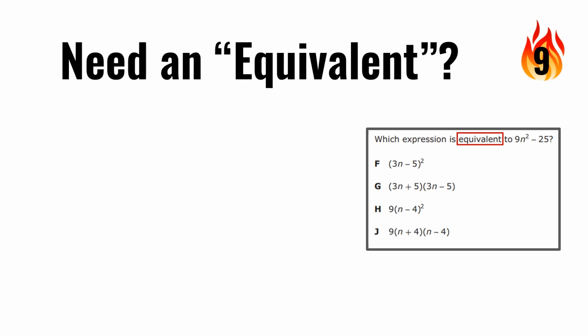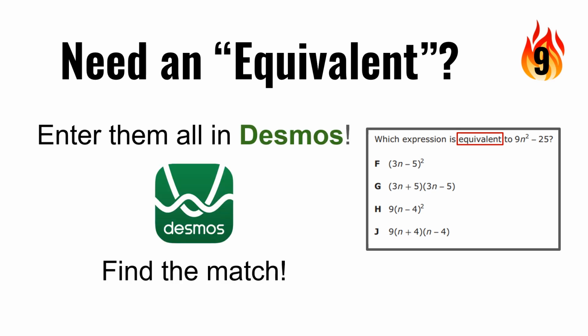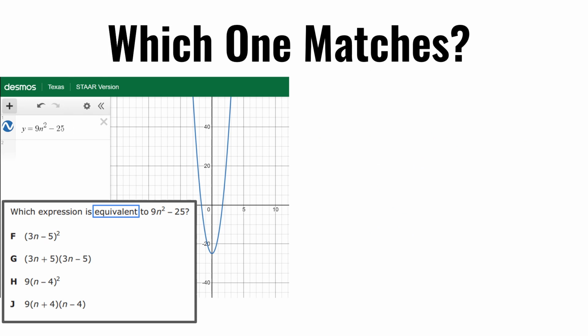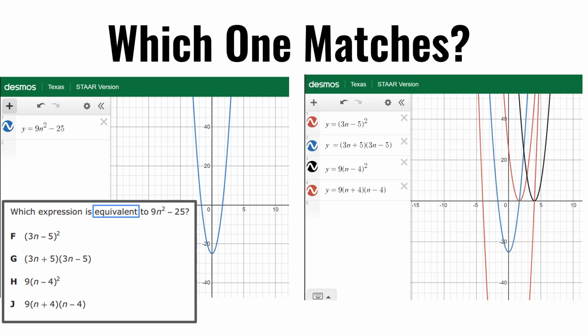All right, hot tip number 9. Some questions ask you for an equivalent. Did you know you can enter them all in Desmos and then just find which matches? It saves you time and is more accurate sometimes than working out all the options. So here, take a look. I've entered in the equation in the question, and then I enter in all of the answer choices. And then all I have to do is find which graph matches. Oh, that's the one. That one looks like it has the same vertex, and it looks like it's crossing the x-axis in the same points. So I like answer choice G for this.